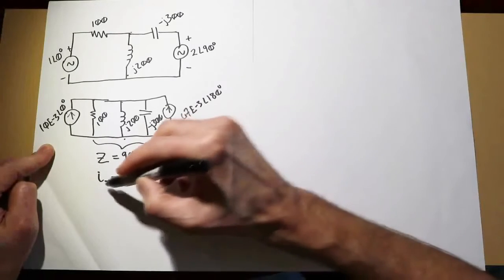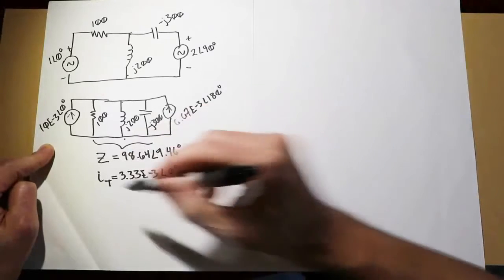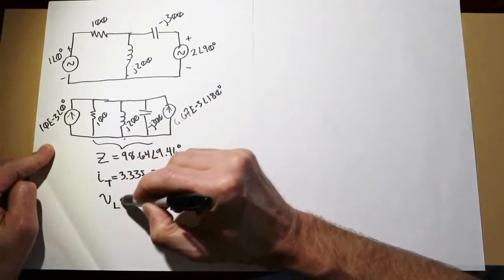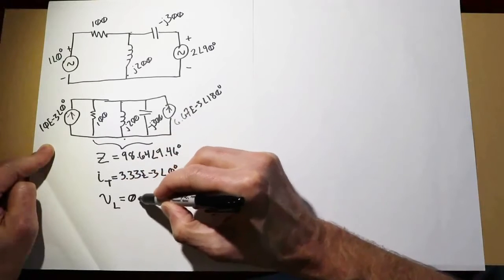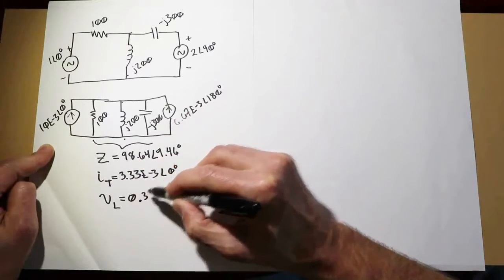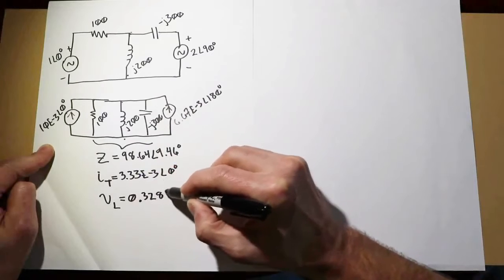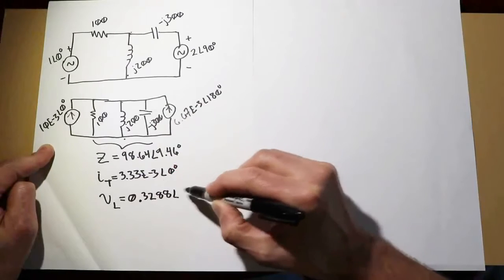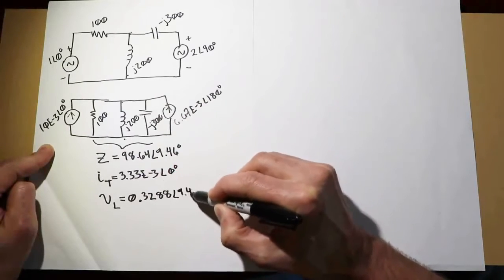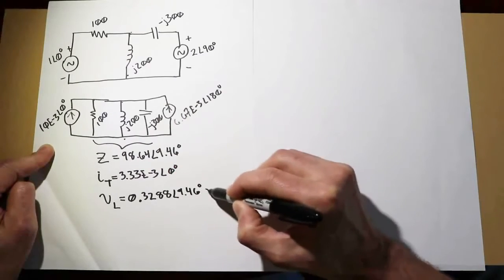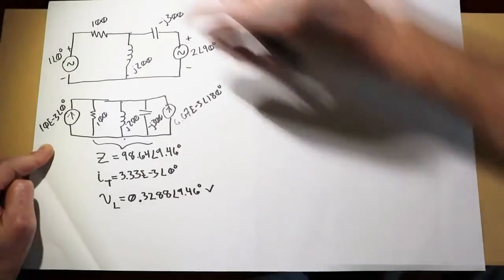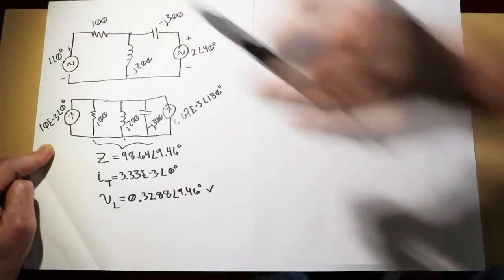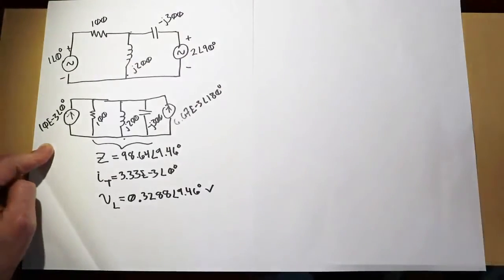Now, using Ohm's law, we pass that current through this impedance, and we wind up with a voltage across the inductor of 0.3288 volts at an angle of 9.46 degrees. Okay? That's the voltage that appears across the inductor, and as I said, we could now use KVL to find those other voltages, currents, and so forth.